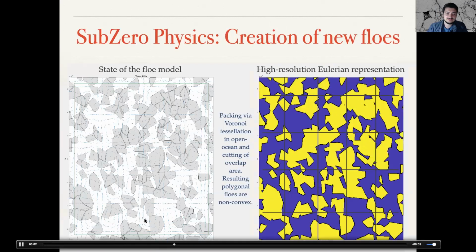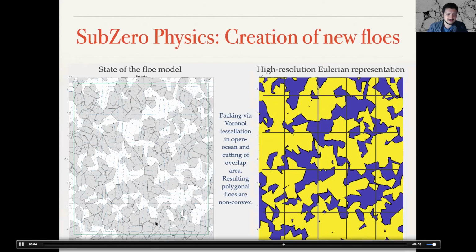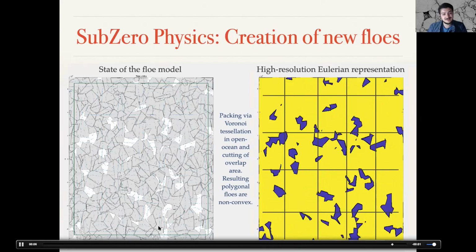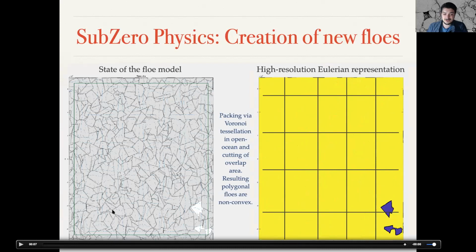Another reason why non-convex floes are essential to our model is the formation of new floes.